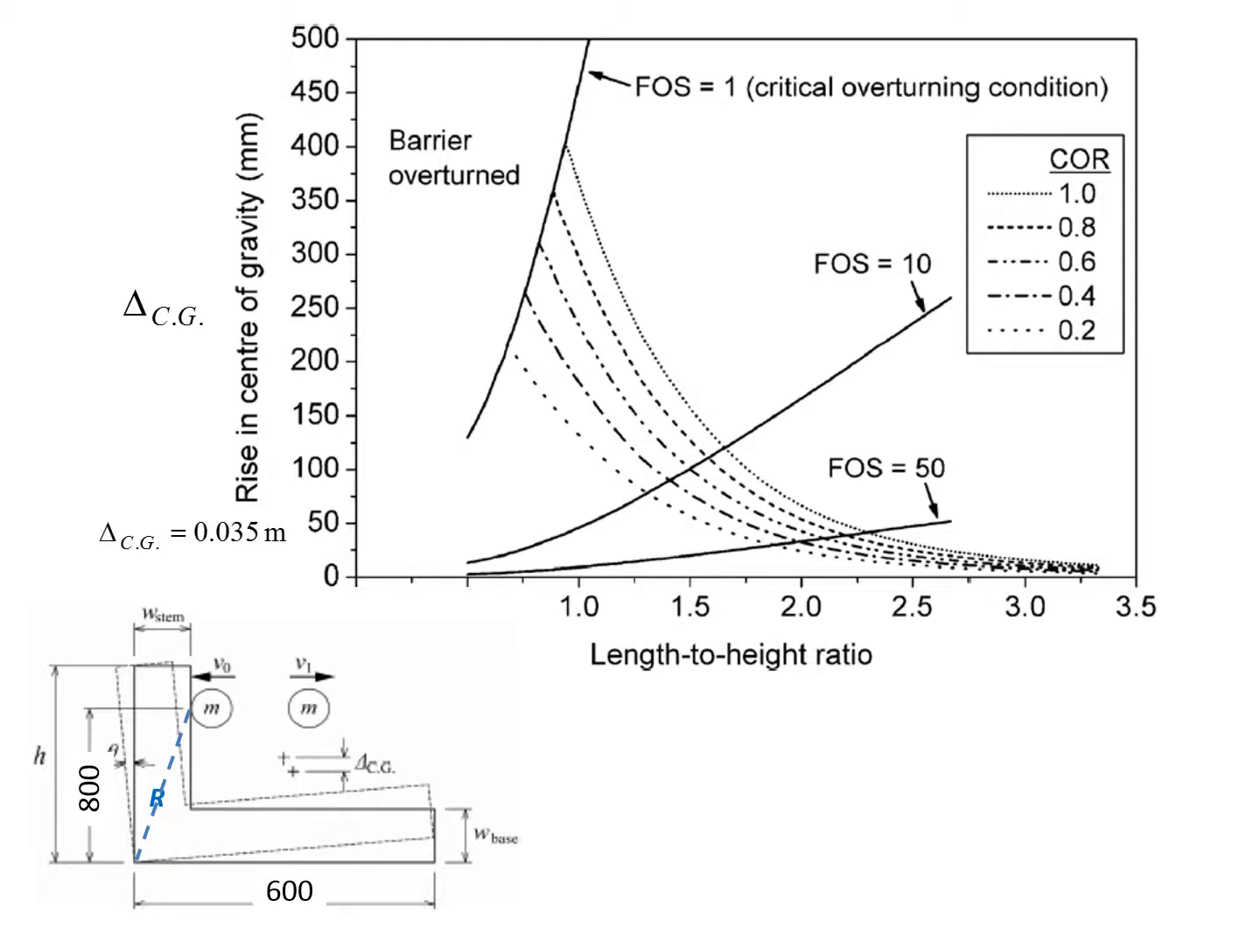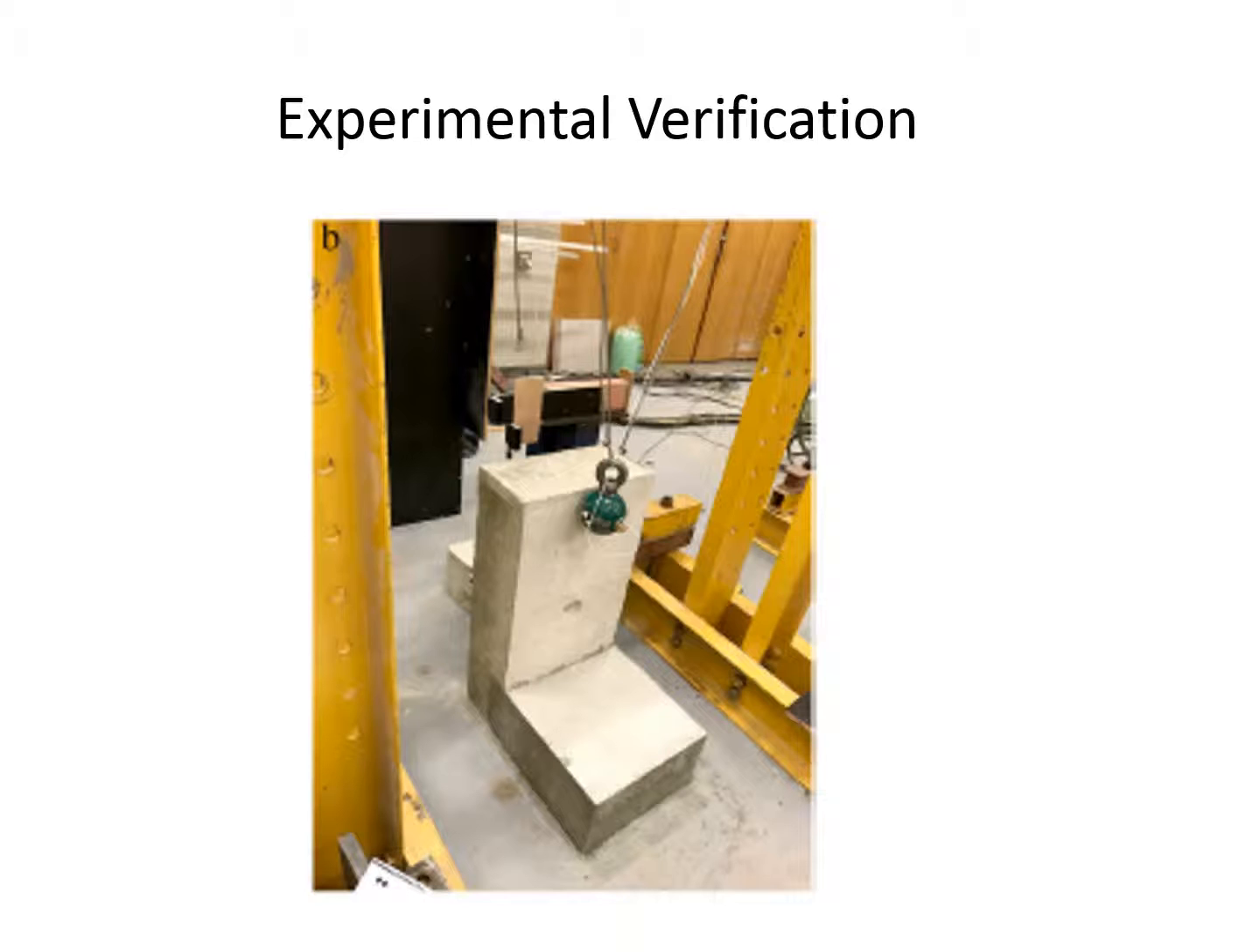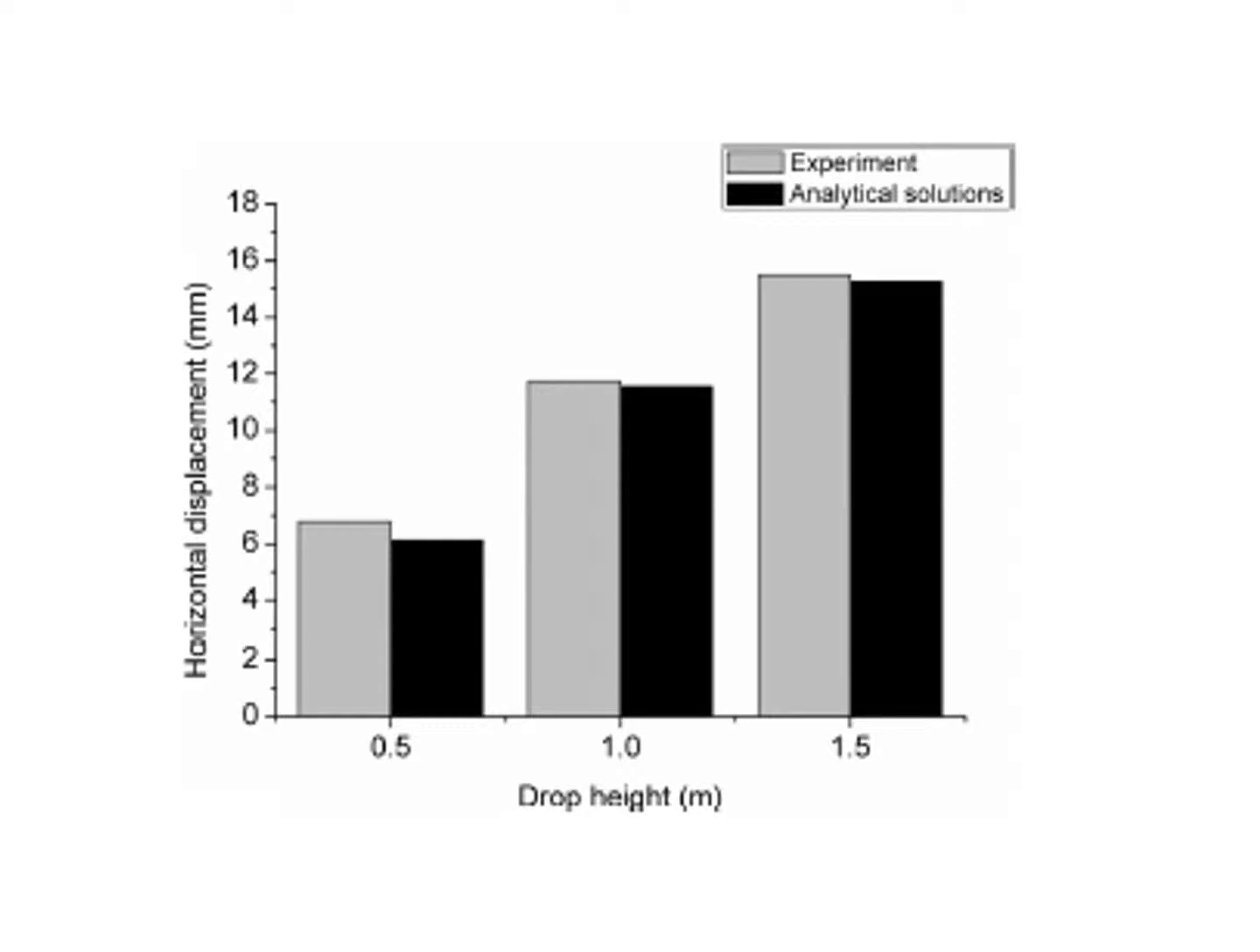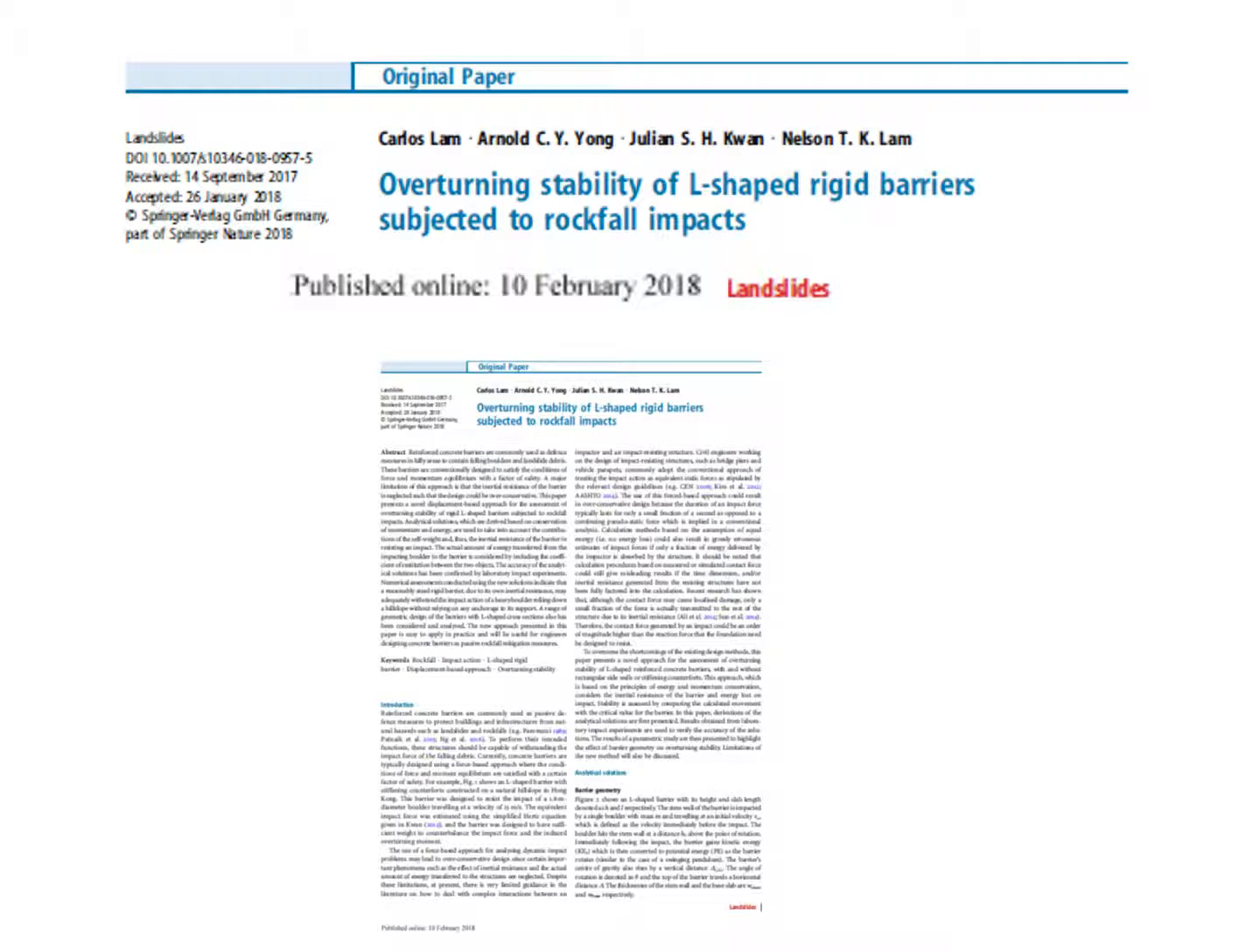Given the value of delta subscript Cg, the rise in center of gravity, the factor of safety against overturning can be read off directly from this chart. The methodology presented has been published in the Journal of Landslides in 2018.